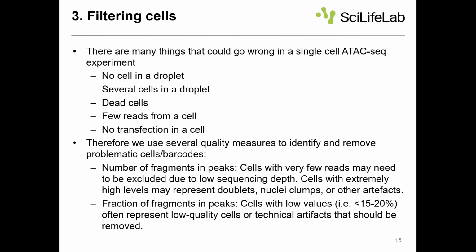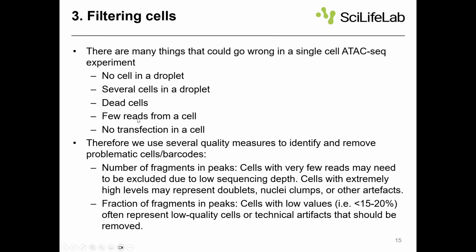Then, of course, you need to do a lot of QC on your data to see what has worked, what hasn't worked, which cells you need to remove. Here are some things that can go wrong in your experiment. You can have no cells in a droplet or many cells in a droplet, or maybe your cells are dead and broken. Maybe you have too few reads, so you can't say anything. Maybe transfection didn't work for a particular cell.